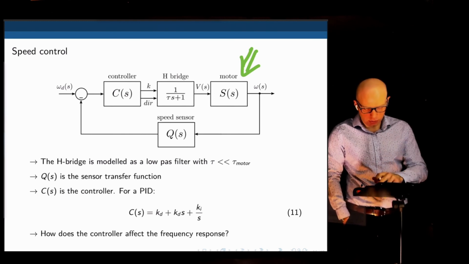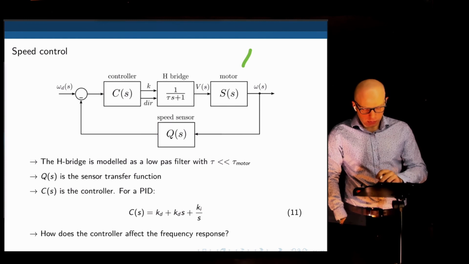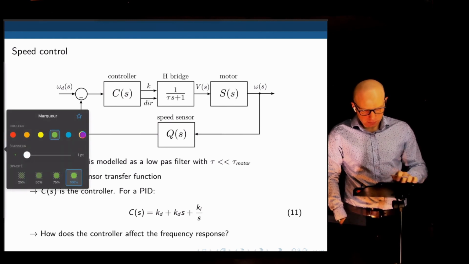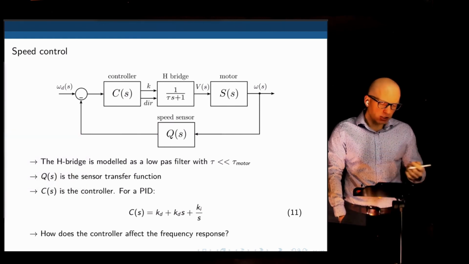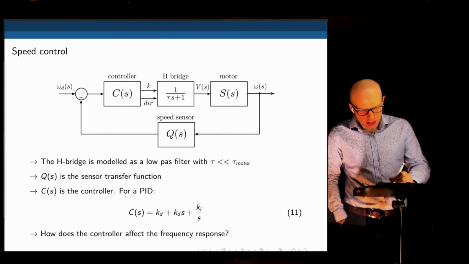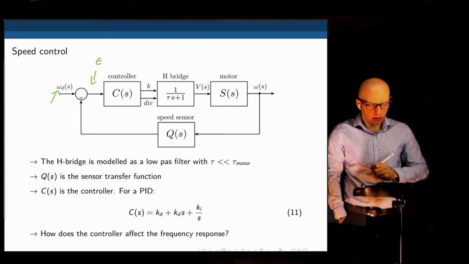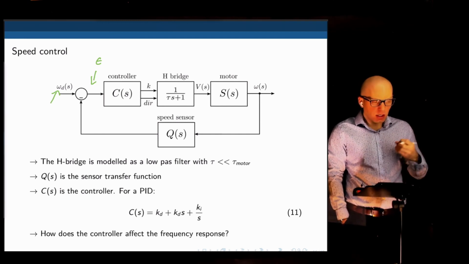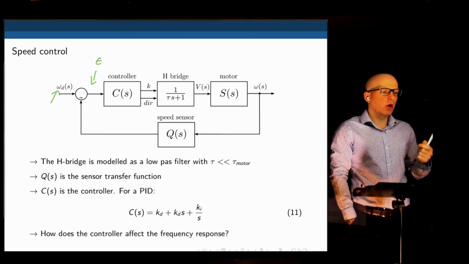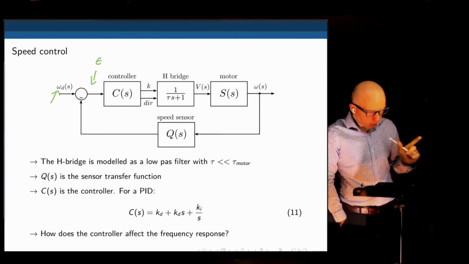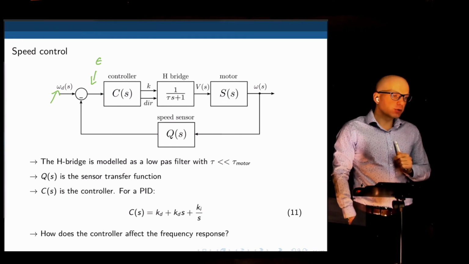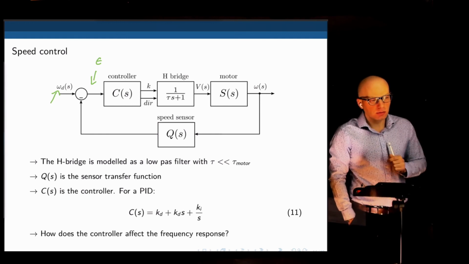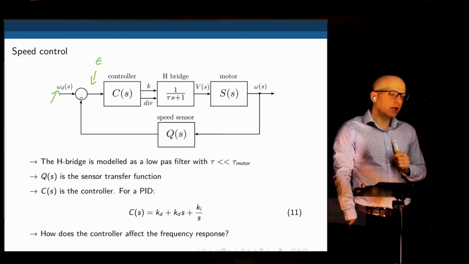Now let's control that speed. If we are to control the speed, then what should you do? Well, measure the speed, create an error by comparing to the desired speed, and send that to the controller whose transfer function is C of S. The output of the controller now will take the form of two signals. The first one is a duty cycle. The second one is the direction of motion.